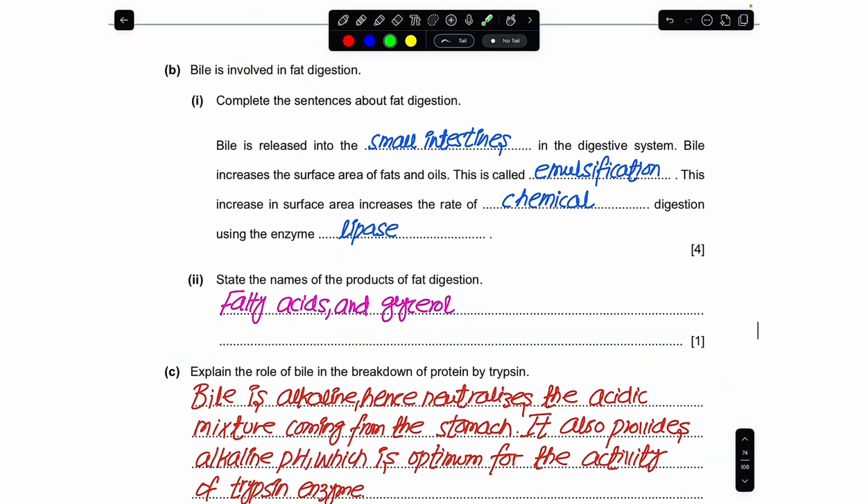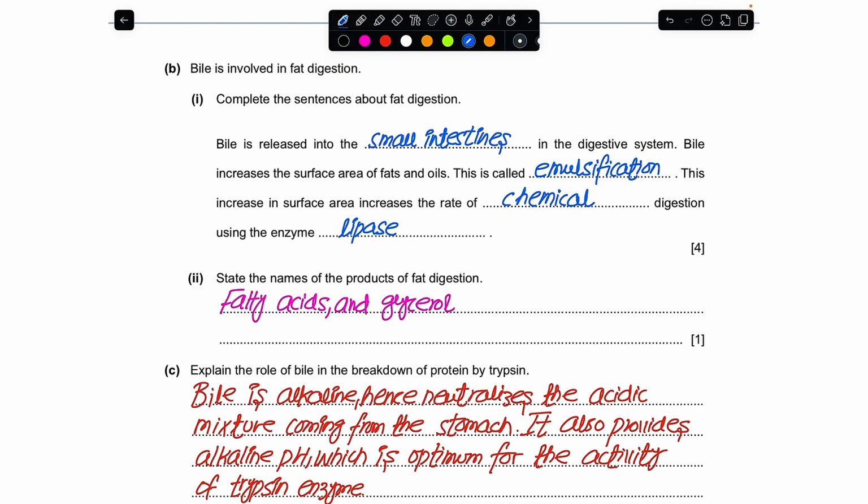Coming toward B, this is from the bile aspect, and they say that bile is involved in fat digestion. Not that the bile would bring the chemical digestion; it would bring the physical digestion, and it breaks down the large fat molecules into small fat globules, and that process goes by the name of emulsification. Once the emulsification is done and the large fat molecules are broken down into small fat droplets, then it becomes easier for the lipase enzymes that come from the pancreas into the small intestine to effectively break them down. So we need to complete the sentences that relate to fat digestion.